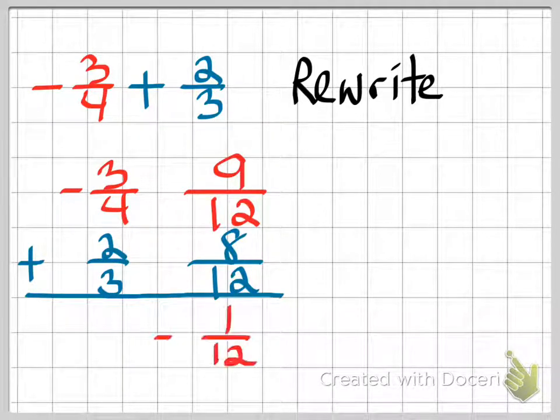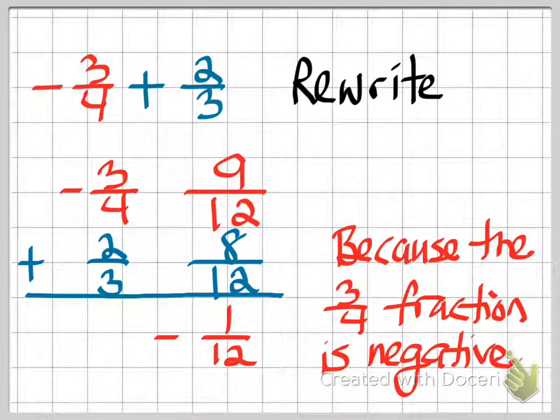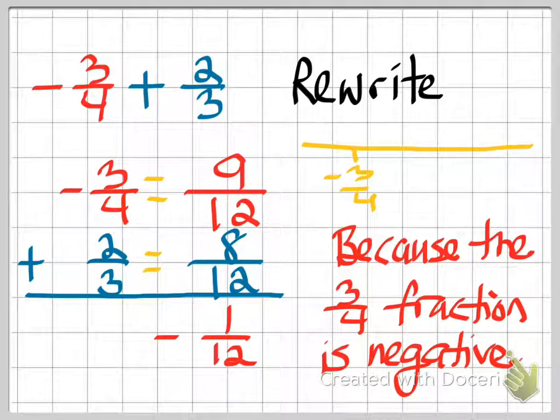In this example, I have negative 3/4 plus 2/3. I can't add those two together as is. I need to convert them. My least common multiple of 4 and 3 is 12. Now I've created equivalent fractions. Negative 9/12 plus 8/12.